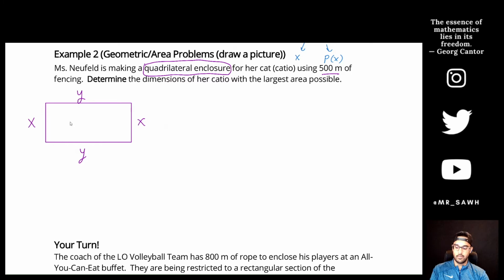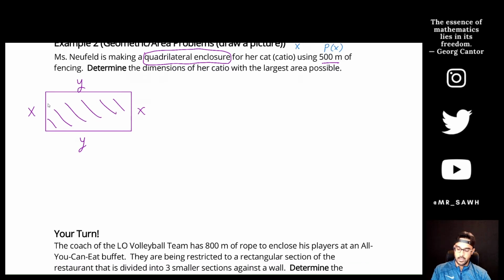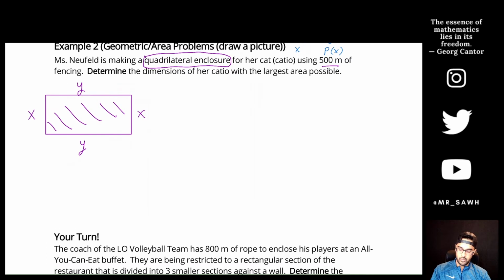Now that's not the area on the inside. I don't know that. I do know that the 500 is all I have to use to build this, so it's the outside. So if I do 2x plus 2y equal to 500, that's my perimeter formula. Add up the four sides, and it gets you my total of 500. And I'm trying to determine the biggest area possible. Now the area of a rectangle is length times width, so in other words, x times y.